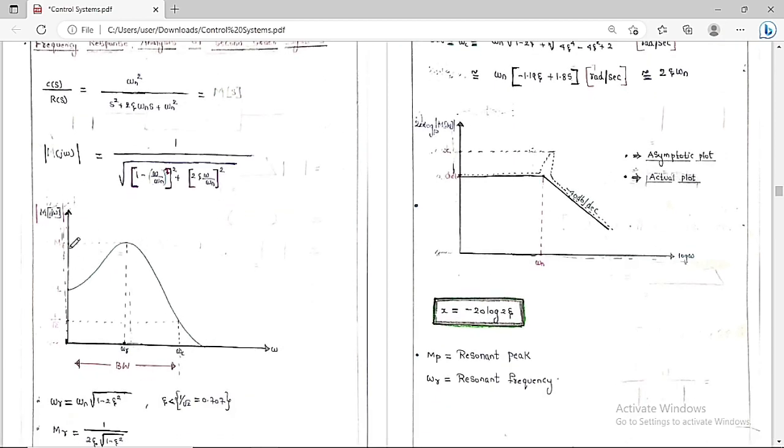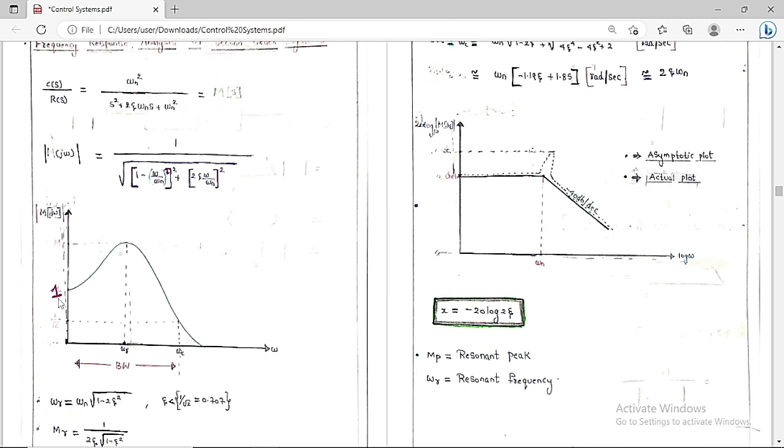Now I want to know the magnitude of this transfer function with respect to omega. Suppose we substitute omega is equal to 0, then what do we get? This part is equal to 0, this part is equal to 0, only 1 is going to remain. So 1 by root of 1 is equal to 1. That is the reason its value is equal to 1.